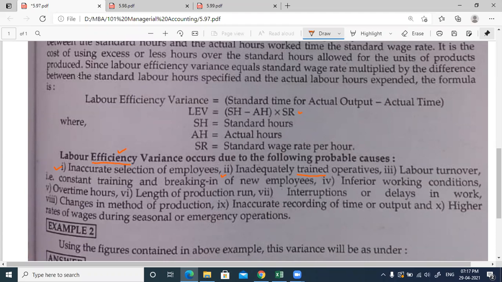Third is labor turnover. What is labor turnover? Can anyone tell me? Labor turnover refers to workers exiting the company while other laborers are joining the company. If the number of employees leaving and joining is large, then labor efficiency variance is always there. If a person works for a long period of time, his efficiency is always high, whereas a new employee will take time to understand the culture, the process, the machine, the system. He will consume more time, and that is why we have less efficiency.